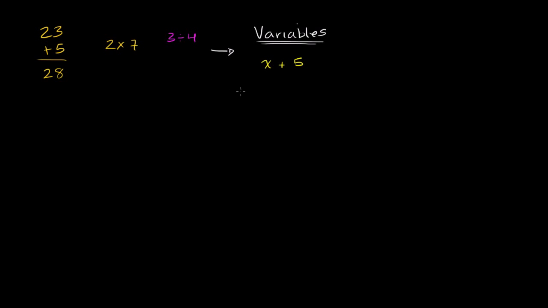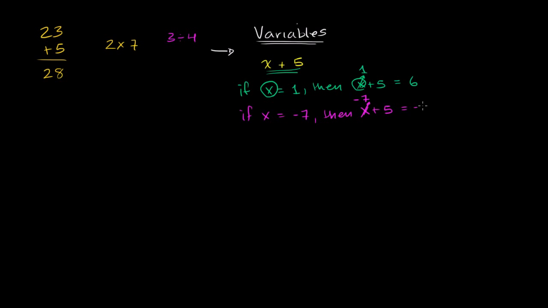If x is equal to 1, then x plus 5, our expression right over here, is going to be equal to 1 plus 5, because now x is 1. So x plus 5 will be equal to 6. If x is equal to, I don't know, -7, then x plus 5 is going to be equal to, well, now x is -7, so it's going to be -7 plus 5, which is -2.